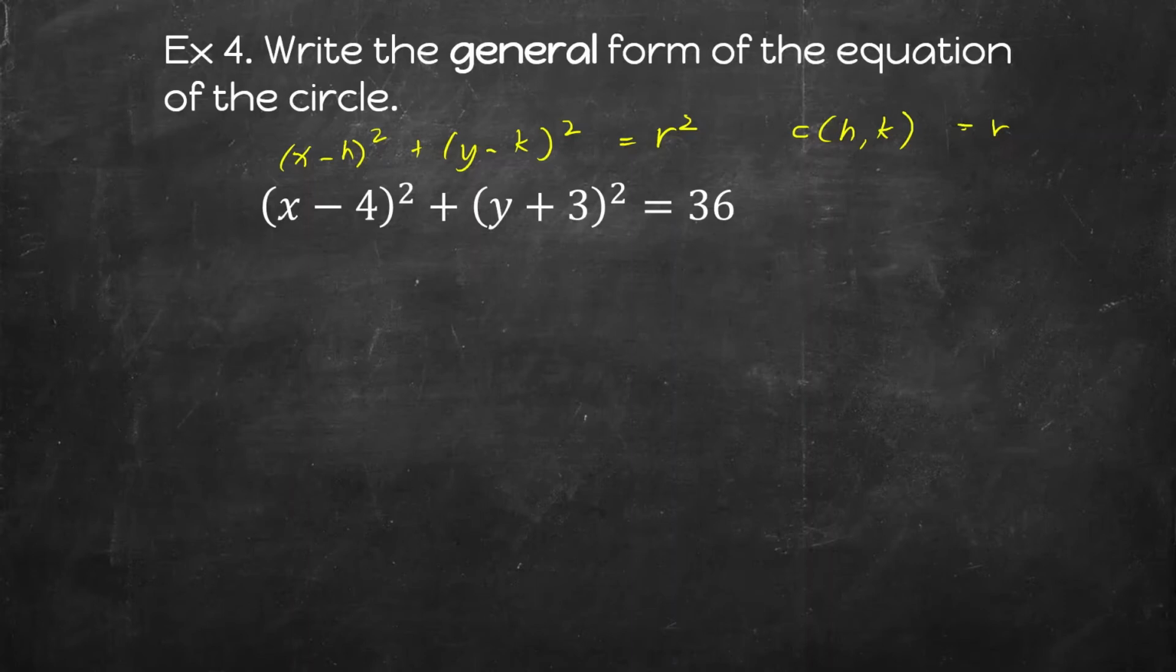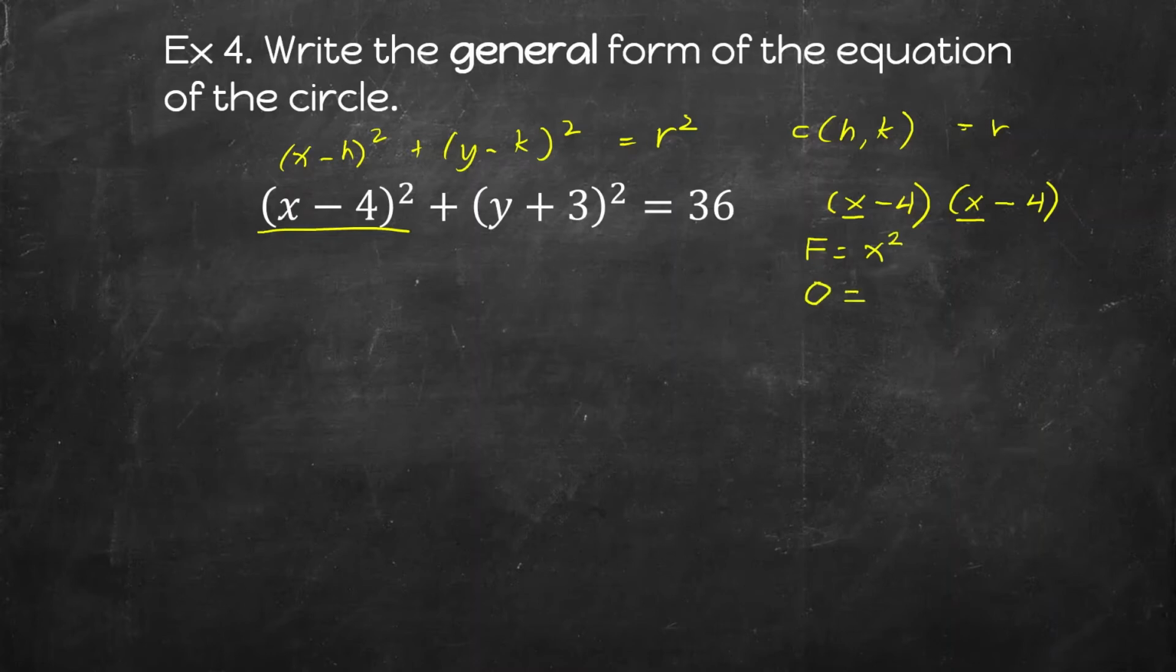Sabi ko sa inyo, you can do FOIL method. Paano yung FOIL method? Dodoblihin nyo lang to: x minus 4 times x minus 4. Using FOIL method, first term muna. What is the first term? x, eto yung first term nito, eto rin yung first term nito. So basically, x times x is x squared.